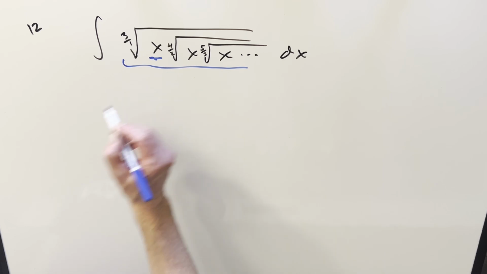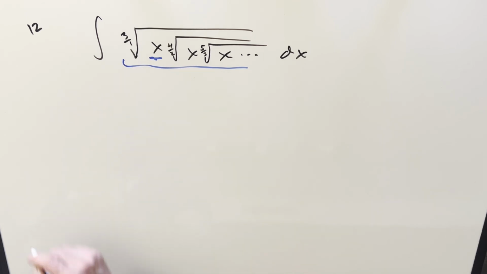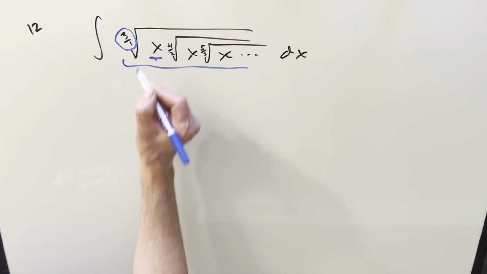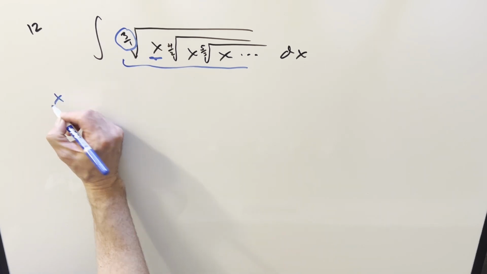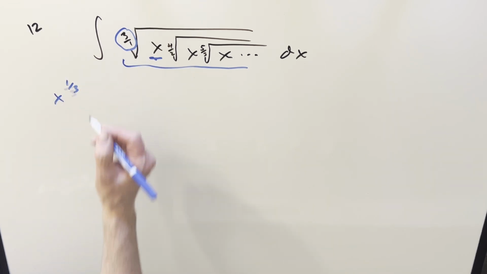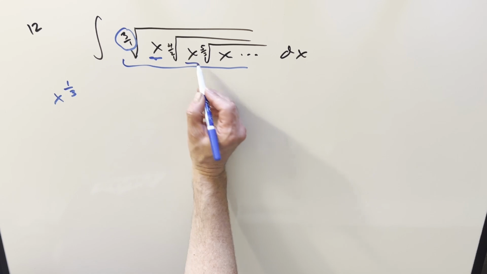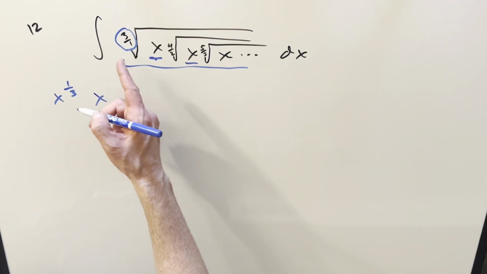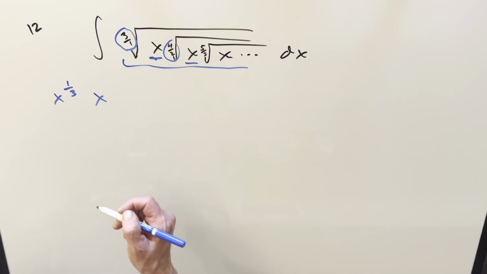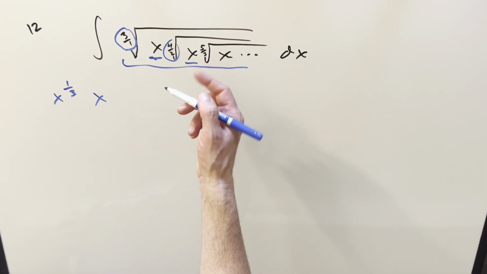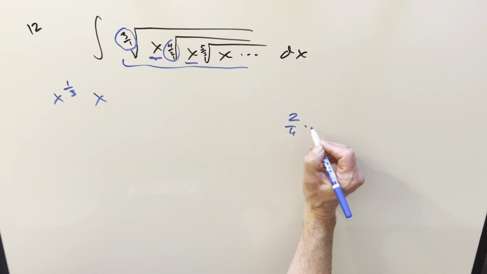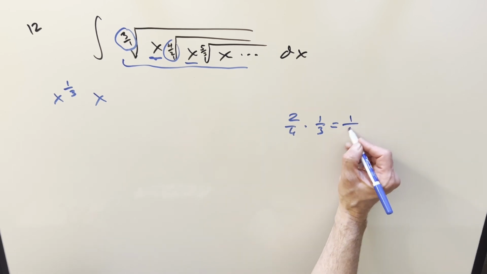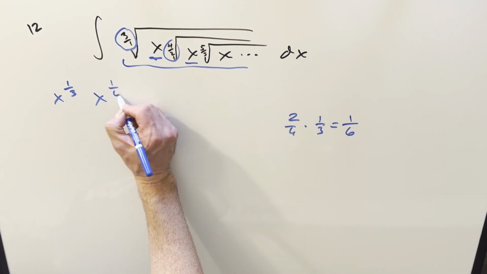For the first x, it's just under one radical. And so to get the exponent on it, we just want the reciprocal of this. So for the first one, it's just going to be x to the 1/3. And then for the next one, it's going to be under two radicals. So for the exponent on this, I want to take the reciprocal of each of these and multiply them together. So it's going to be 2/4 times 1/3, but that's 2/12 or just 1/6. So that's going to be our exponent here.